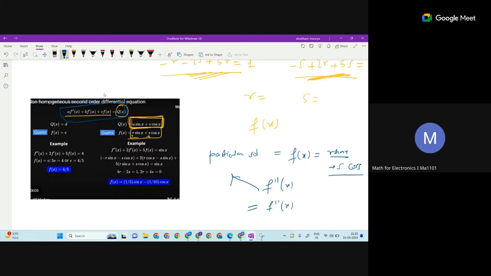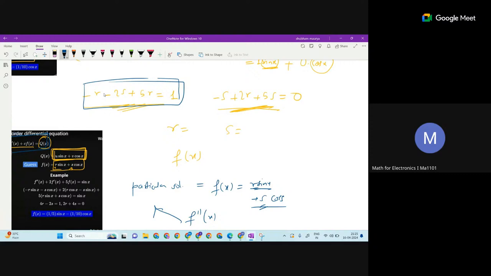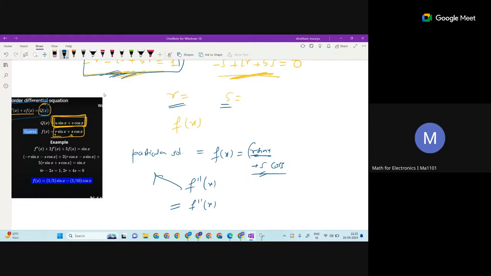And finally we get a system of linear equations to find the constants of whatever we are guessing, that is r sin x plus s cos x. We'll get a system of linear equations in two variables, generally two, because r and s are there, at least for simplicity. So two variables give two equations generally, and we'll solve that for the r value and s value. Whatever values we get, we'll substitute for r and s, and that is going to be our particular solution.